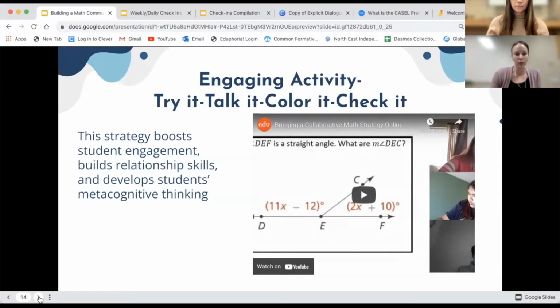This strategy was actually published in Edutopia, and we were able to share how it boosted student engagement, how it built relationship skills, and how it also developed and deepened students' metacognitive thinking. So we're going to show you a quick video about it. As you're watching, just think about how it relates to SEL ideas.